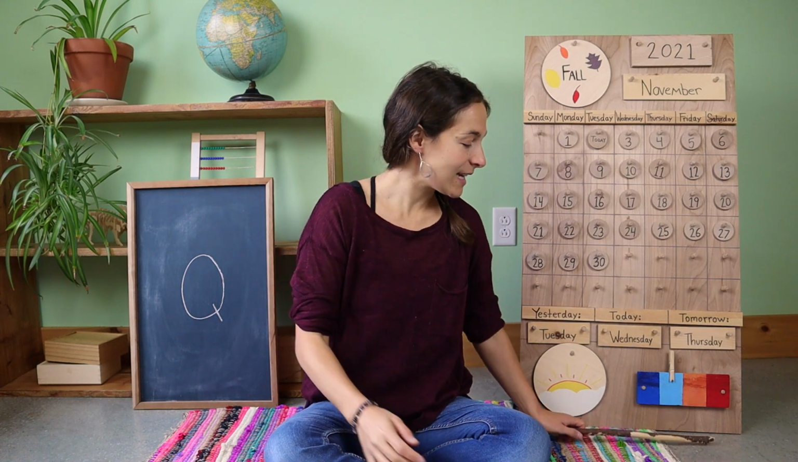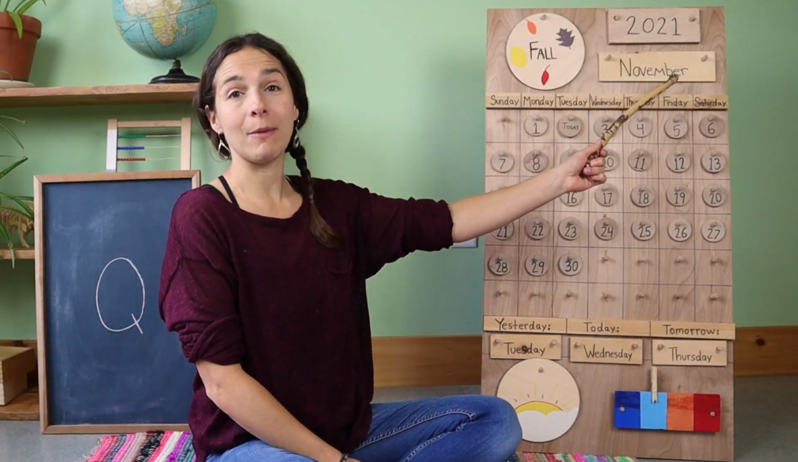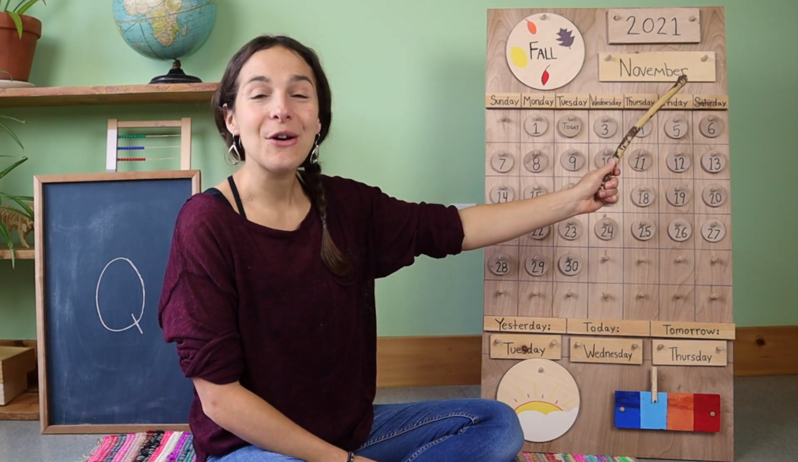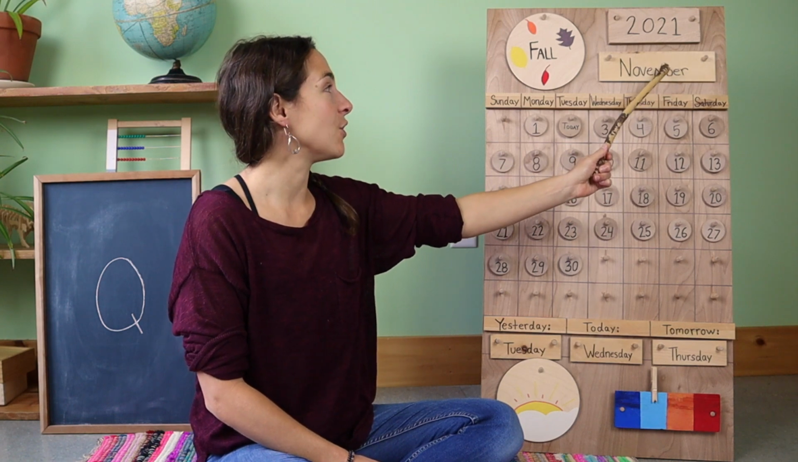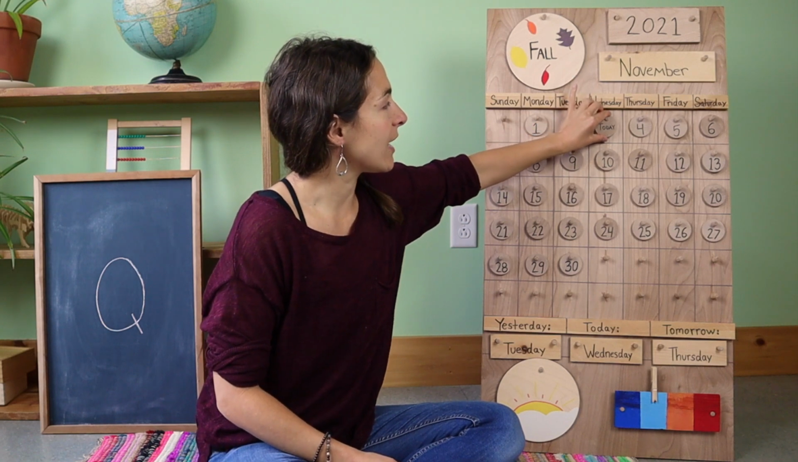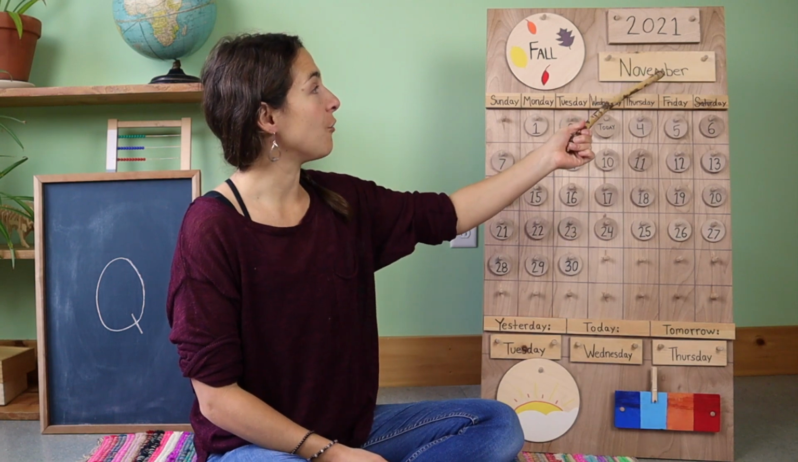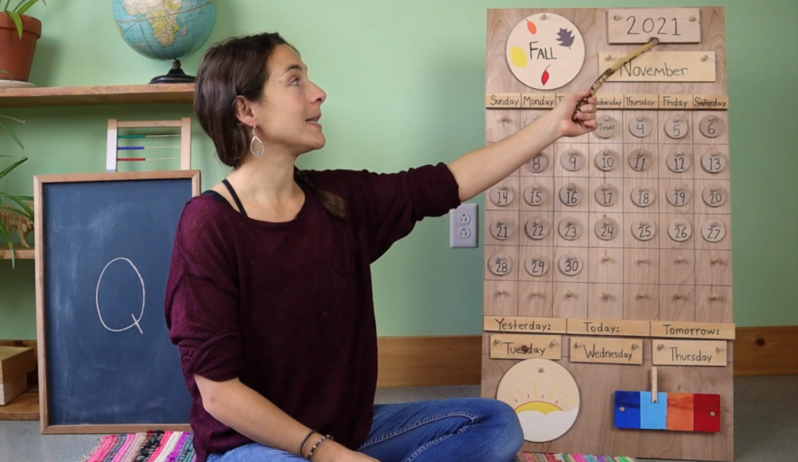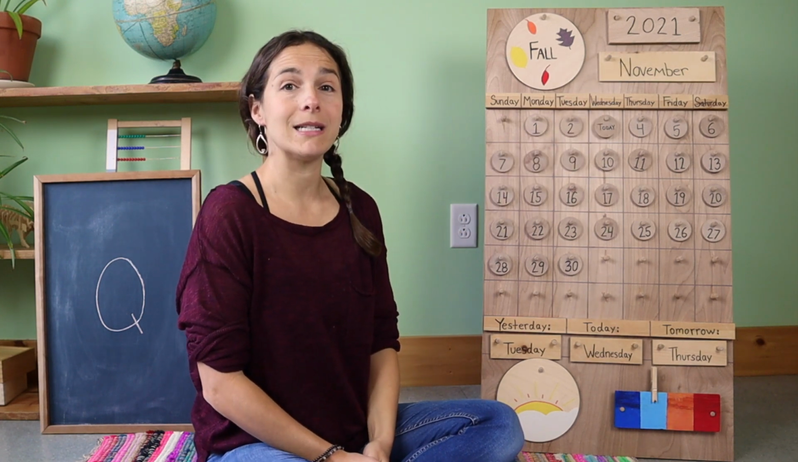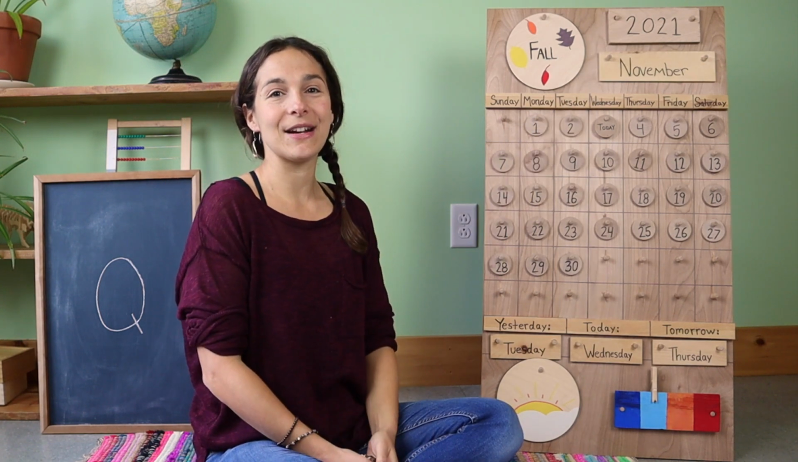Now let me grab my pointing stick and we can go over the date together. We have a new month that we started this week. Do you remember what it's called? November. Today is November 3rd. Let's move the chip over from yesterday. Yesterday was November 2nd. Today is November 3rd, and up at the top we have the year. You can say that the year is 2021, but you can also say 2021. There are two ways to say the year.